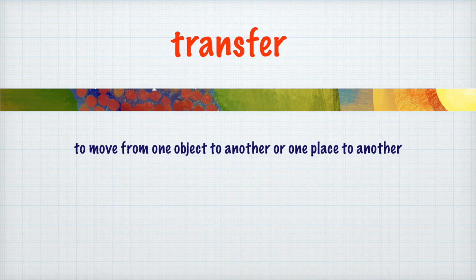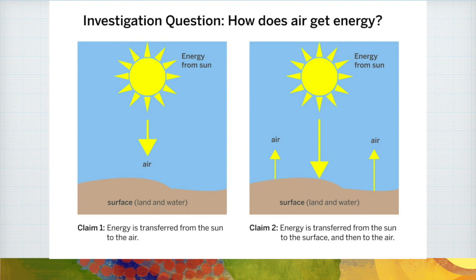And so what we're trying to find out right now is how does energy get from the sun to the air? And right here we have 2 claims. Claim 1 is that energy is transferred from the sun to the air and continues downward. Now, this is a logical understanding of it. And essentially what's happening is the sun is heating up the planet and it trickles down onto our surface.